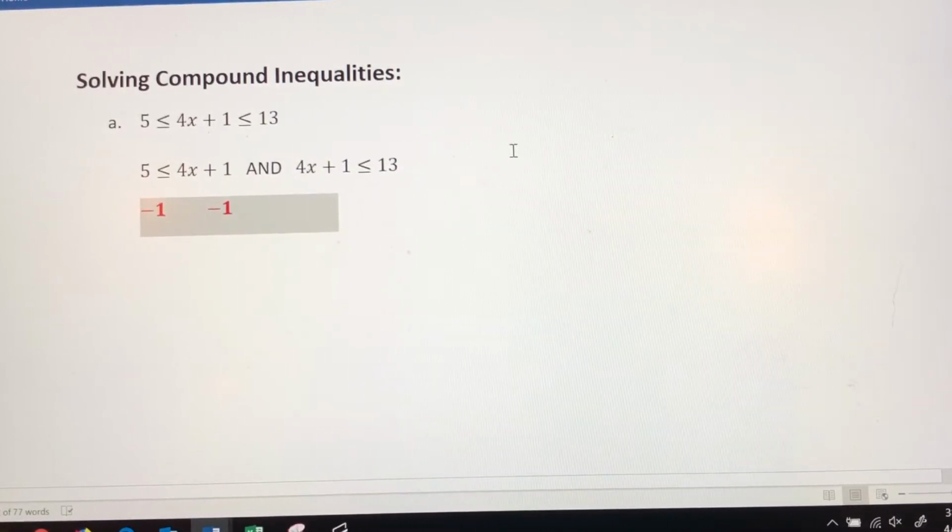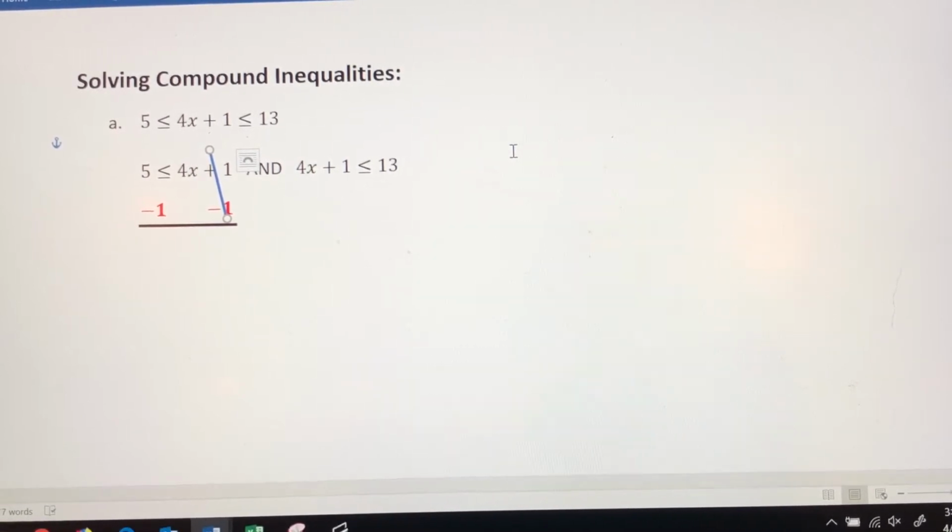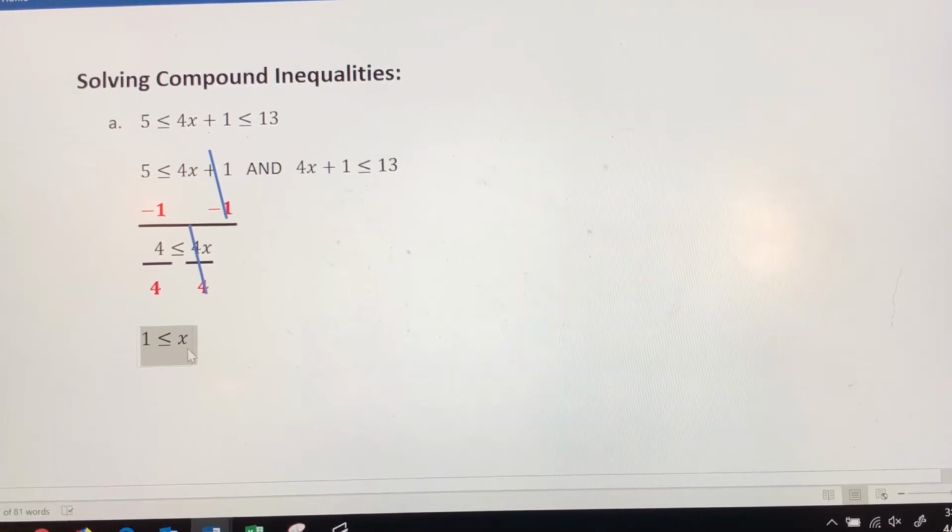We're going to subtract 1 from both sides. On the right side, the 1's cancel out, and I get 4 is less than or equal to 4x. I want to divide both sides by 4. On the right side, the 4's cancel out. On the left side, 4 divided by 4 is positive 1. So we get 1 is less than or equal to x. You can also read that from the perspective of the x and say x is greater than or equal to 1. So x is going to be bigger than or equal to 1 for this part.